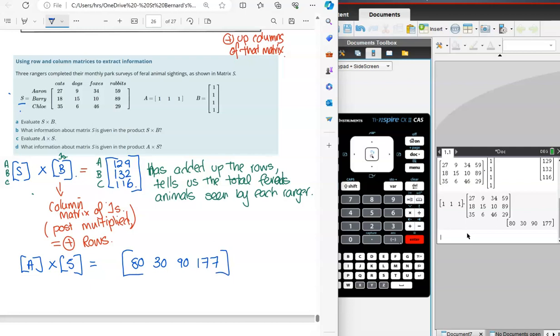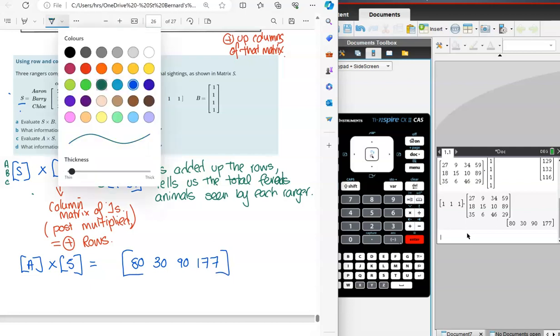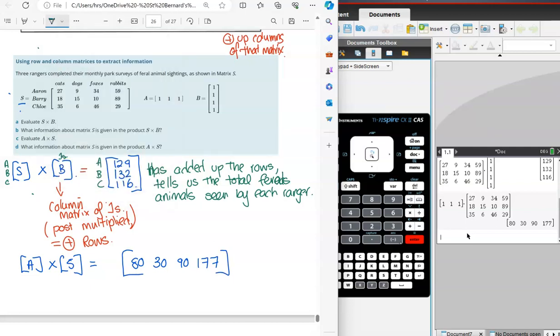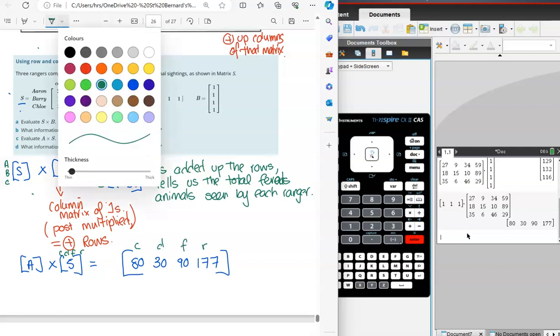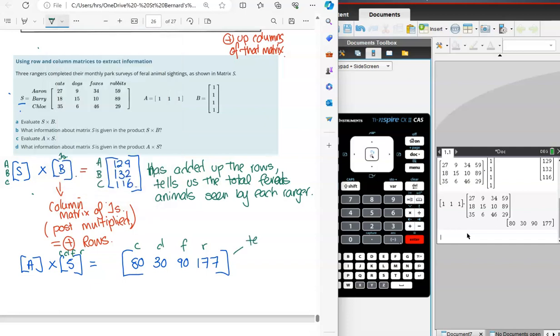If you think about it, what were the columns of S? We're going to take the columns, which are cat, dog, fox, and rabbit. So now I've got cat, dog, fox, and rabbit. What do you think it's telling me? It tells me the total of each feral animal seen.